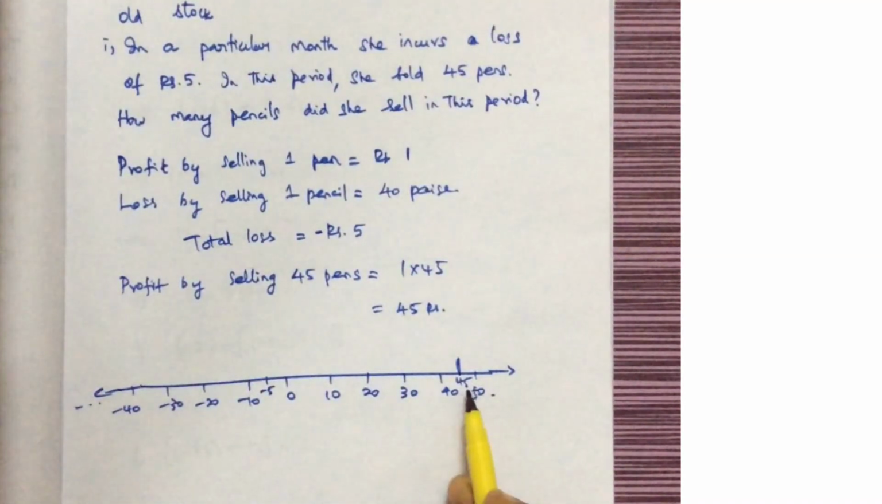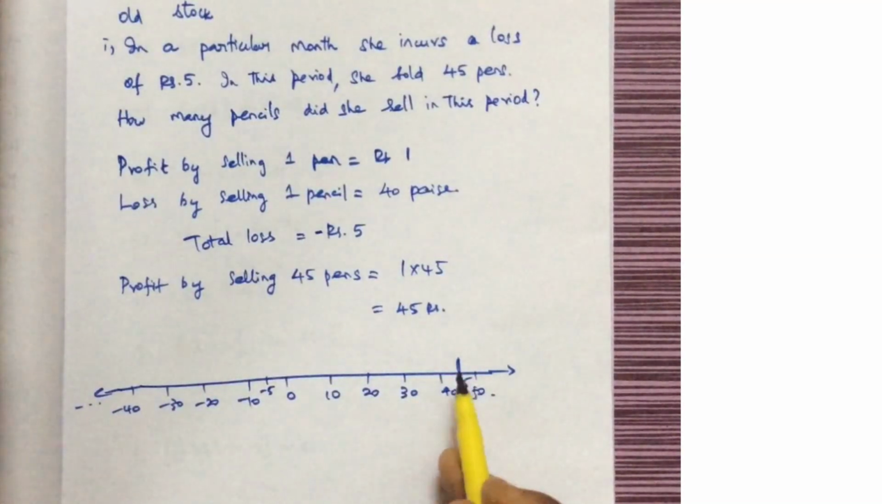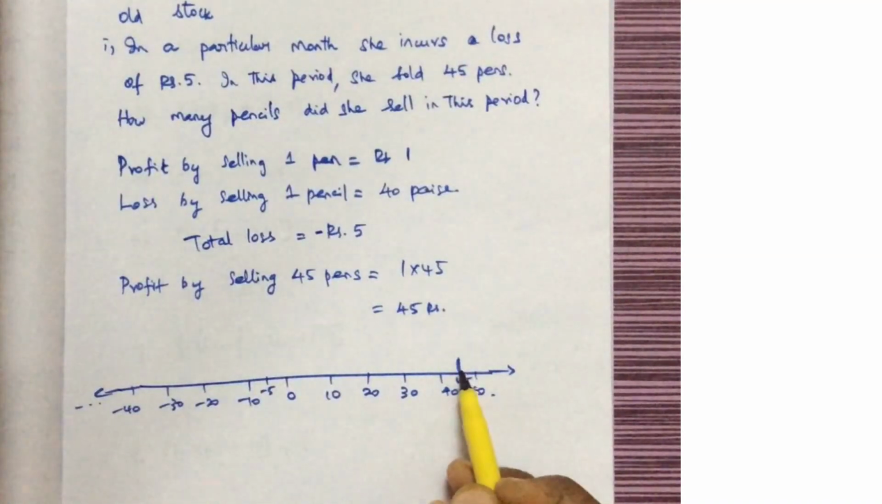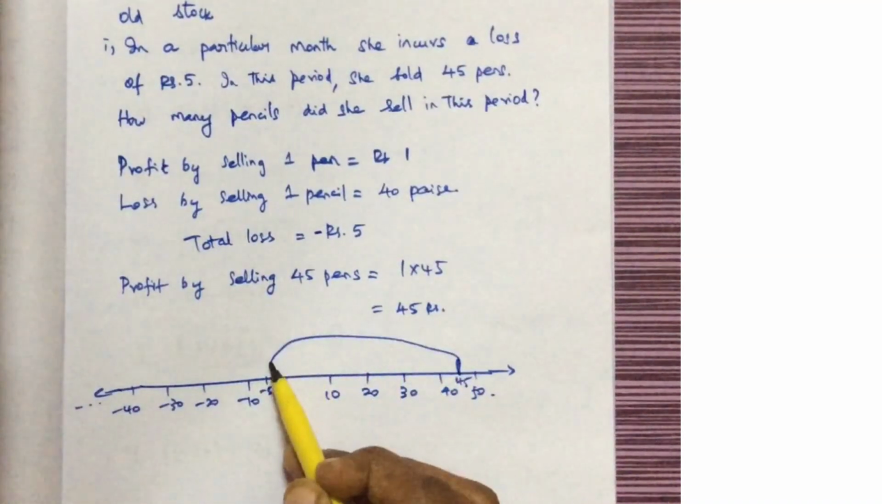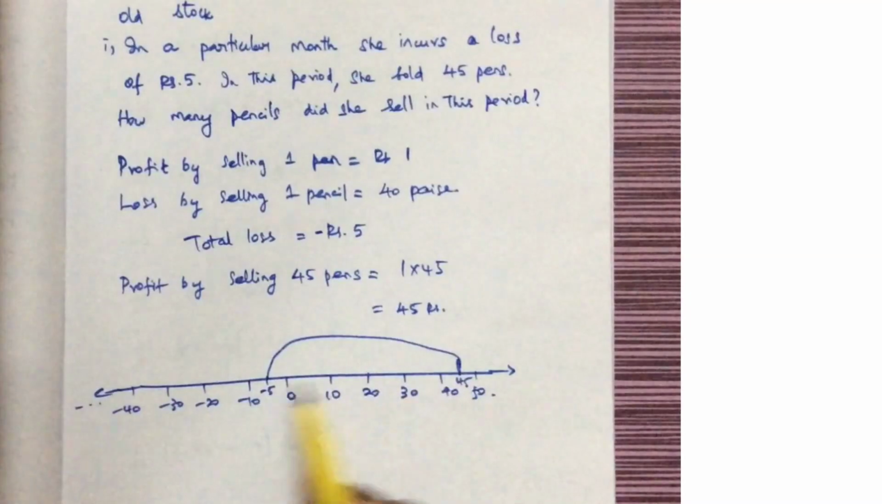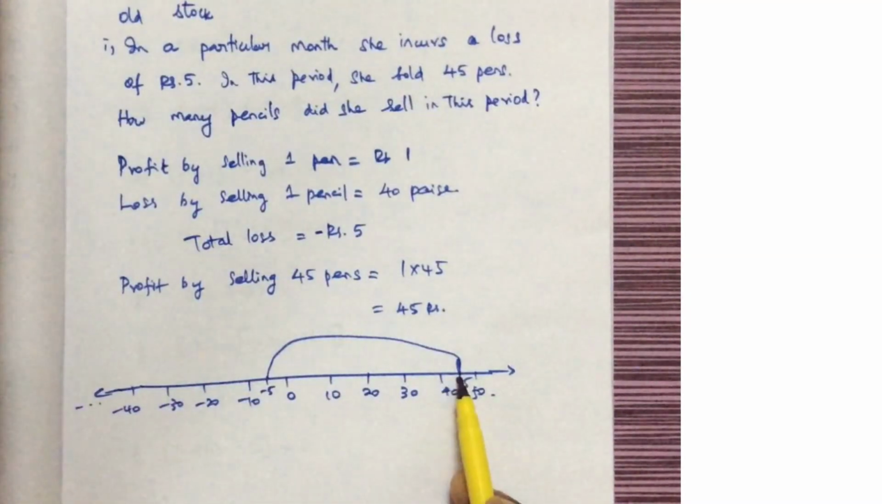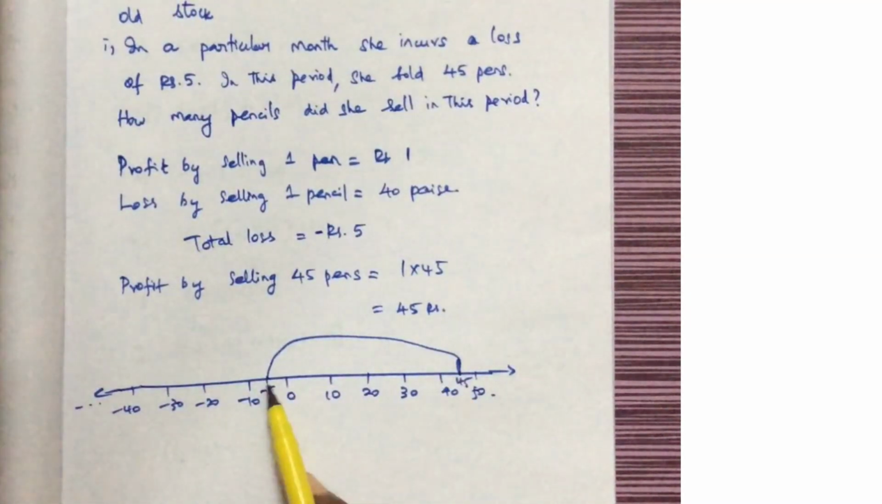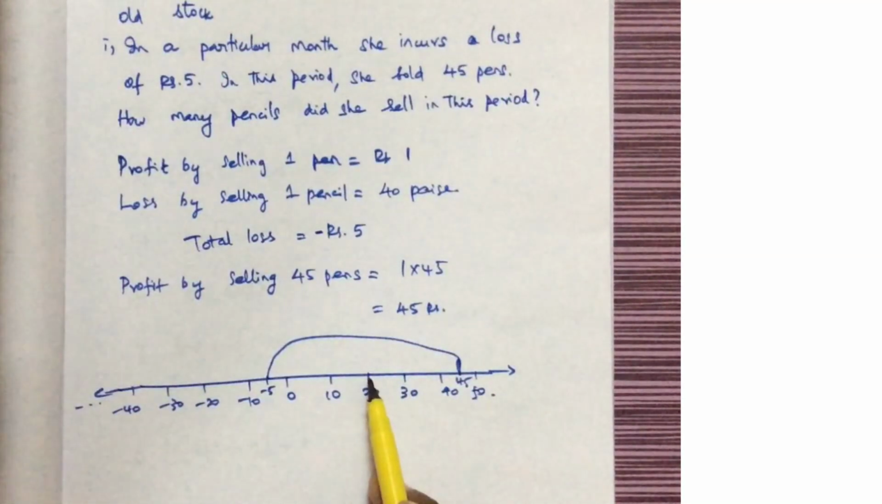Okay, this 45 is the profit he earned due to the selling of pens. By selling some pencils there is a loss. So from 45 you have to reach minus 5. From here to here you have to calculate. From here to here it is 5, and here to here it is 5, 10, 20, 30, 40, 50.